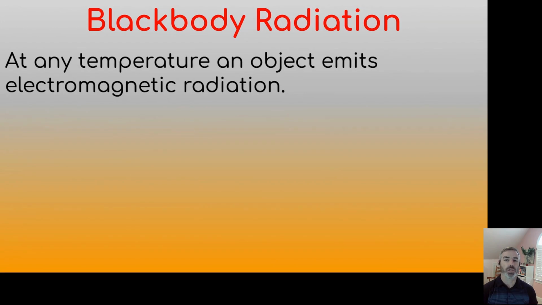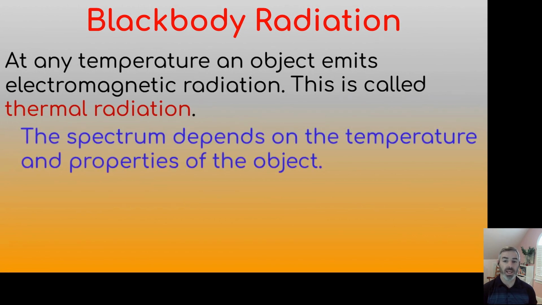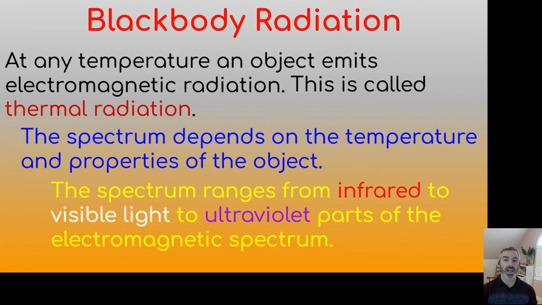At any temperature, an object emits electromagnetic radiation. This is called thermal radiation. The spectrum depends on the temperature and properties of the object, and the spectrum can range from infrared to visible light to ultraviolet parts of the electromagnetic spectrum.